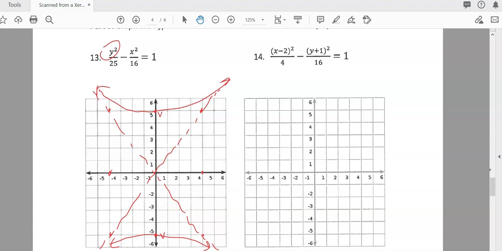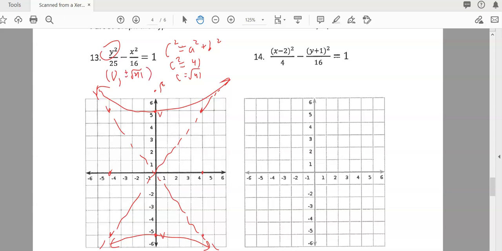And we'd like to graph the foci, so we need c squared equals a squared plus b squared. So 25 plus 16 is 41. So c equals square root of 41. So I'd go square root of 41 up, which is like 6 point something, and then that's a focus point, and then 6 point something down. The ordered pairs would be 0, comma, plus or minus square root of 41.